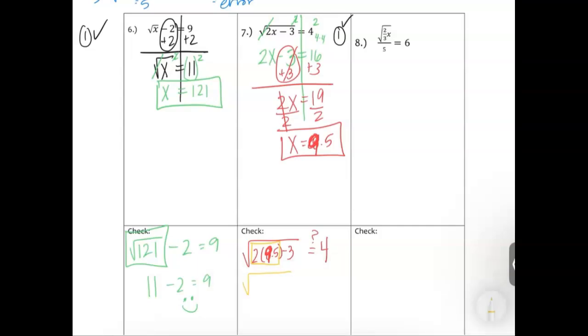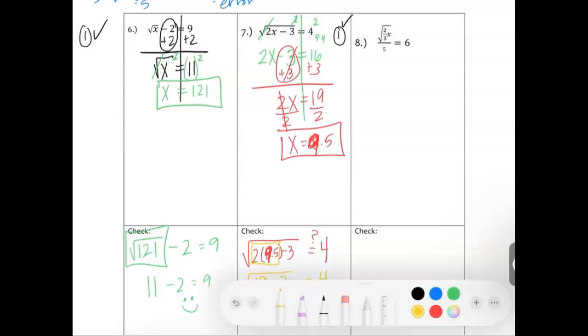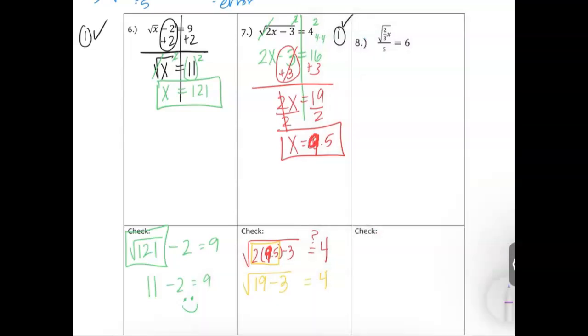2 times 9.5 is 19 minus 3, and we want to check if that equals 4. Well, when we check, we can only square root one number, so we have to subtract these, so it's the square root of 16. Well, the square root of 16 is 4. Whoa, I love that.